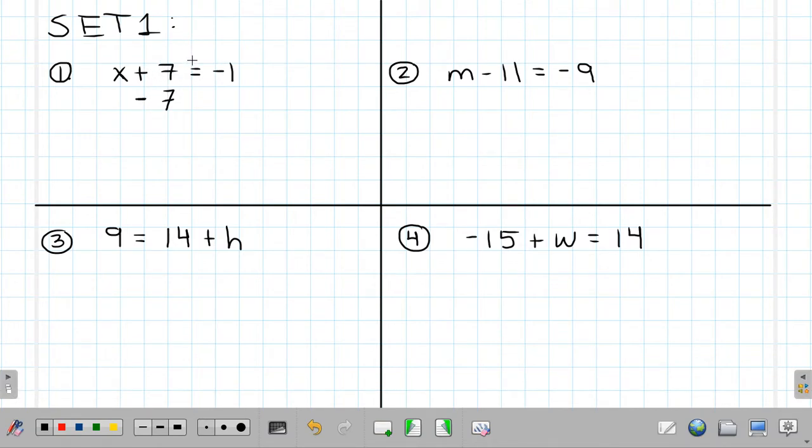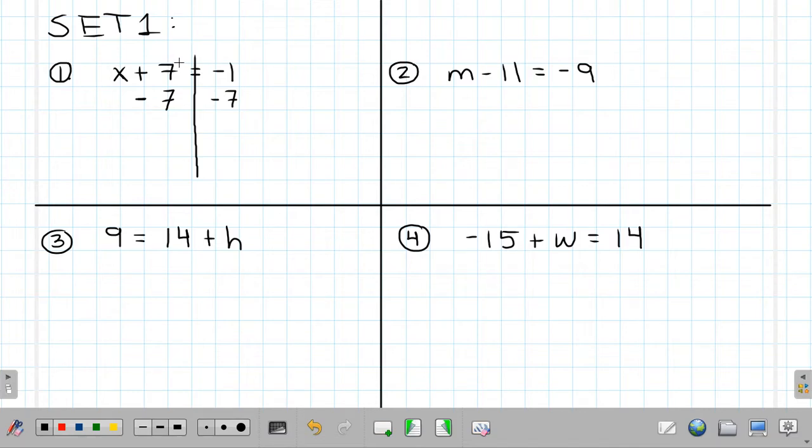But then, and this is where we need to follow the second part, the most important part in my opinion is both sides. Here's the equal sign. The left side has the x plus 7. The right side is the -1. So since we subtract 7 from the left-hand side, we need to also subtract 7 from the right-hand side.